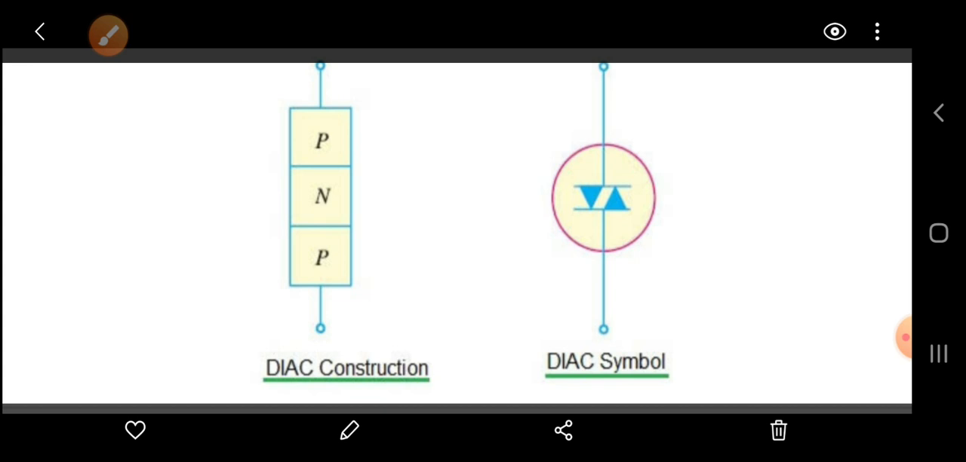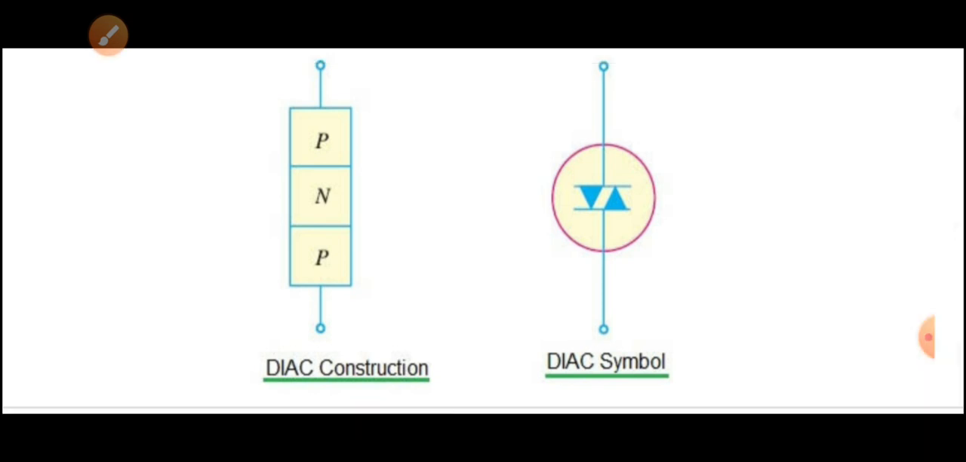So for that minimum voltage we will give the name, that is called the breakover voltage. This breakover voltage is the minimum voltage which we need to apply to make this DIAC turn on. When the AC supply is given, it is not going to turn on immediately. Initially the current slowly increases, and as soon as the given voltage crosses the breakover voltage, the DIAC is going to be turned on.